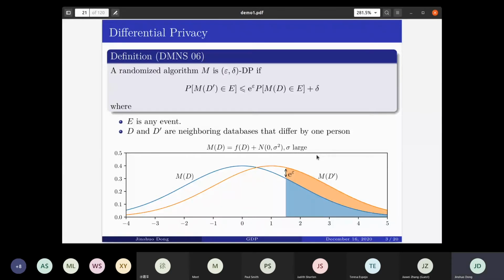Okay, so any question about the definition? Okay, cool. We're going to have a different interpretation. So please come to our formal presentation.